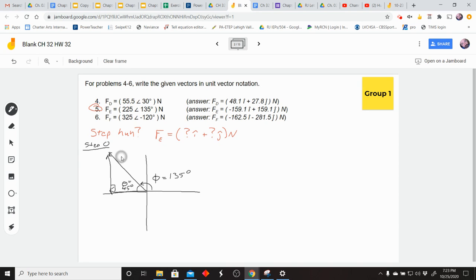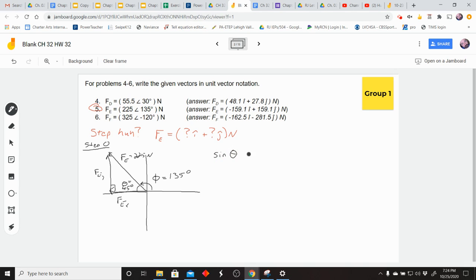So what do we have? F sub E, that would be the hypotenuse here. F sub E is 225 newtons. And what I need to figure out are F sub E sub x and F sub E sub y. So how can I get those? I've got to do my step 0 stuff here. All right, so I'm going to use trig. I know this angle, I know the hypotenuse, and I need to figure out both the adjacent side and the opposite side. I usually do sine first.